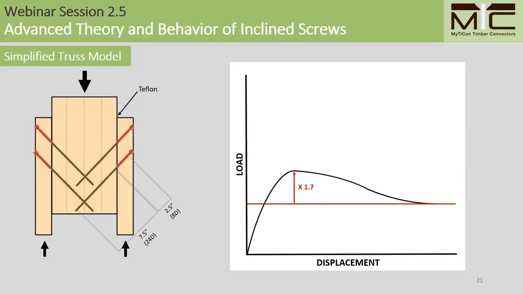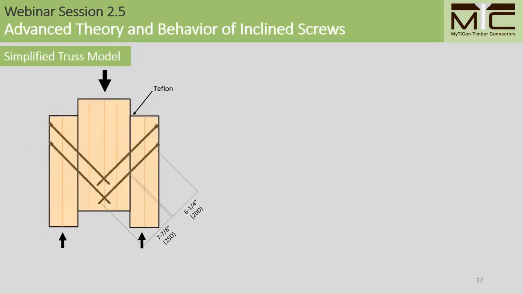However, we will see that this is not always the case, and we'll see that when we look at this next specimen. So here we're looking at one where the thread penetration depth is 20D in the side member.